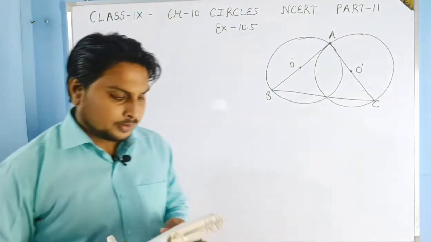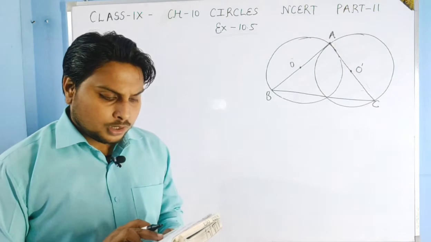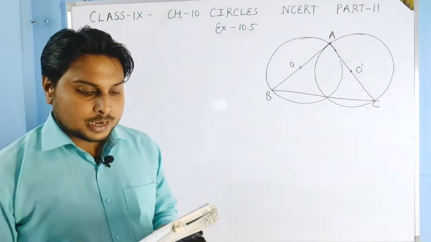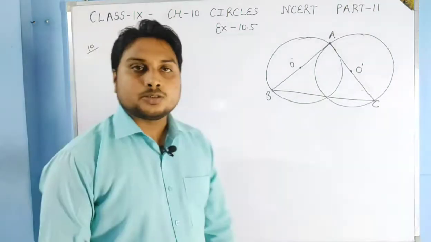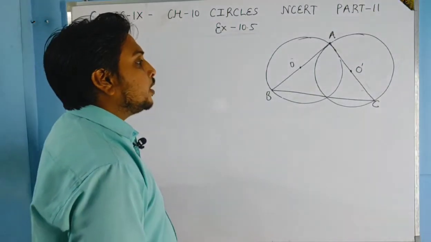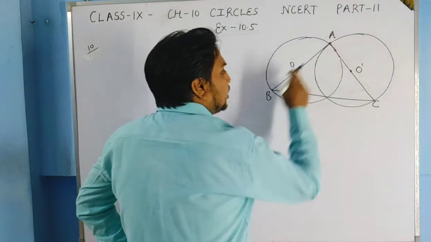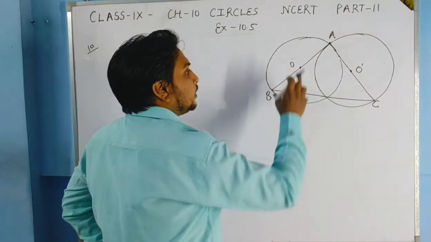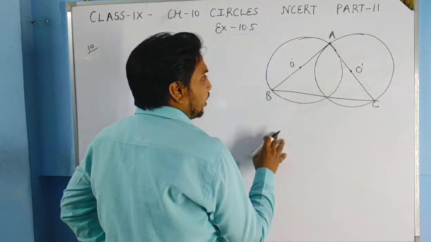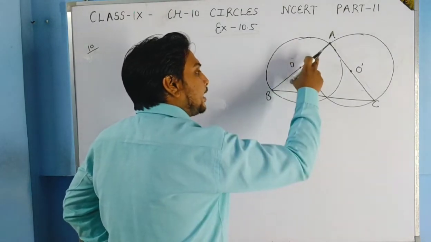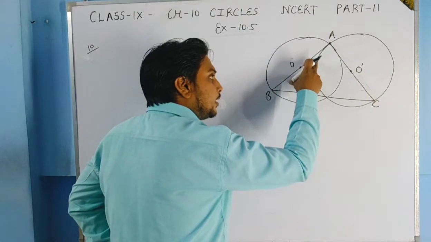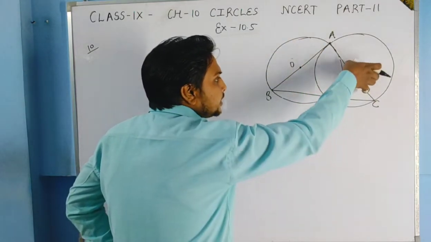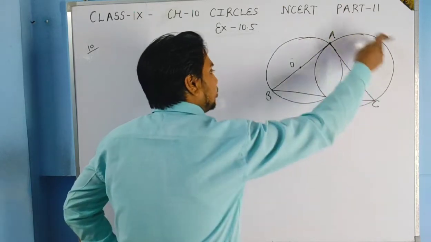Question number 10 is, if circles are drawn taking two sides of a triangle as diameter, what does it mean, students? It means that, see, this is the triangle ABC, and the circles are drawn. How are they drawn? Taking the side AB as diameter, this circle is drawn. Taking AC as diameter, this circle is drawn.